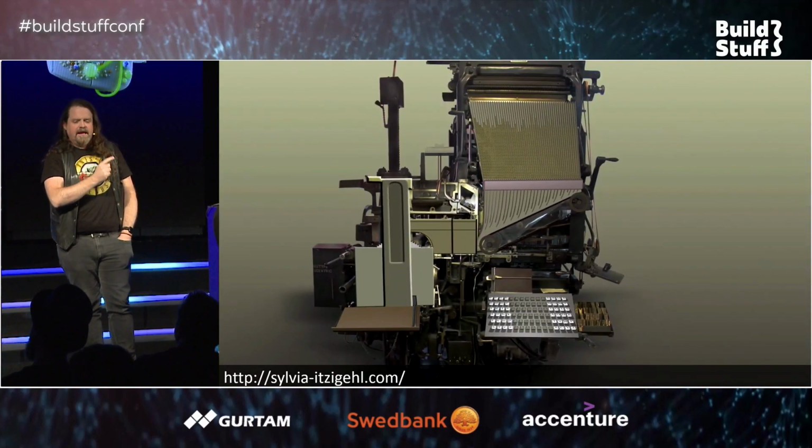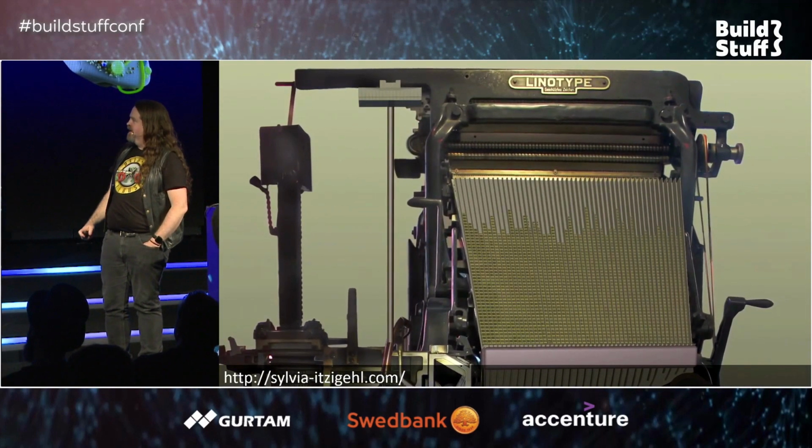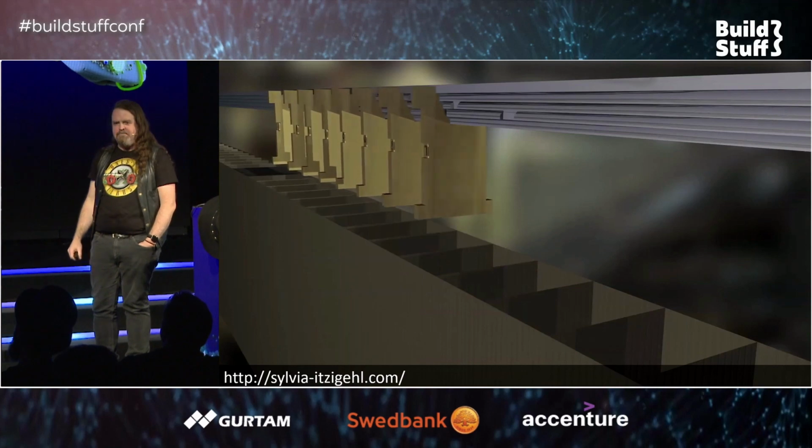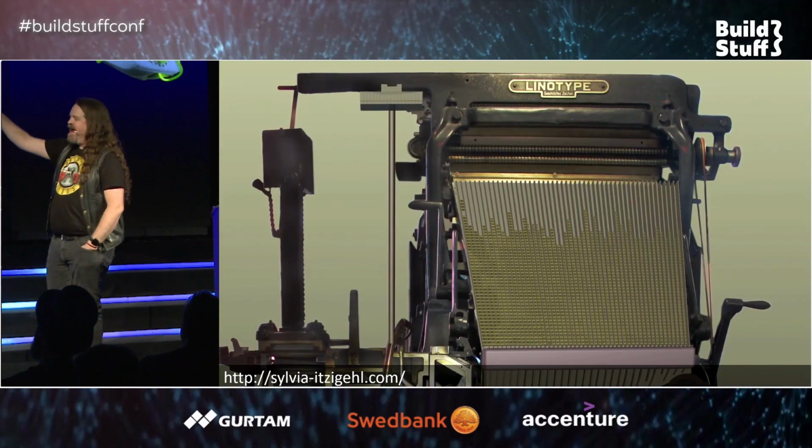But then the matrices get lifted up to the top of the machine and threaded onto this thing. And this is the distributor bar. It has teeth that match the pattern on each letter, so they all drop back down into the correct place in the magazine.